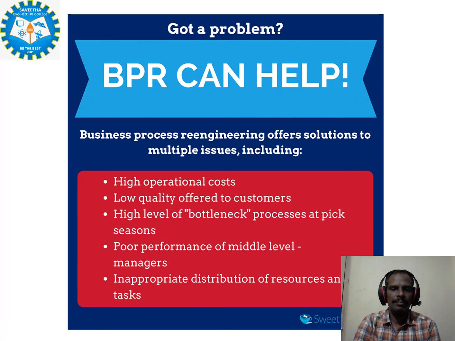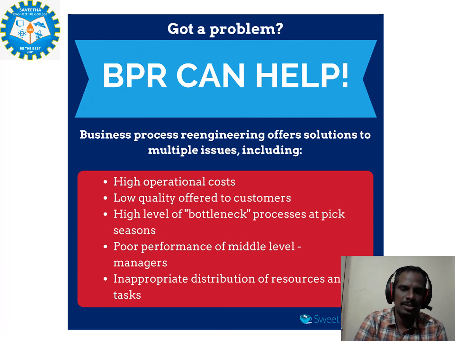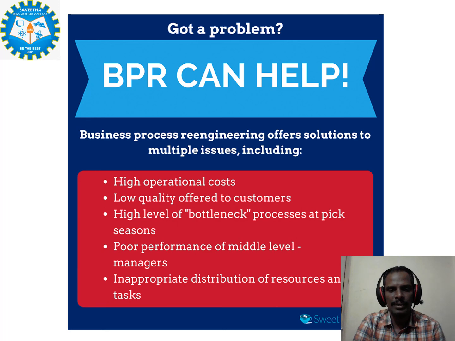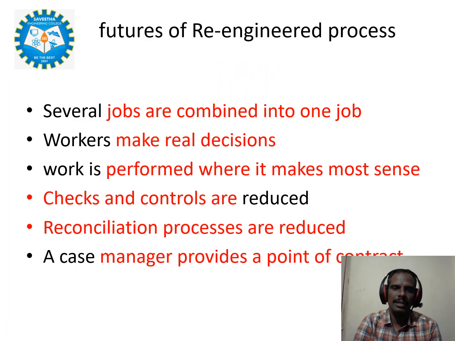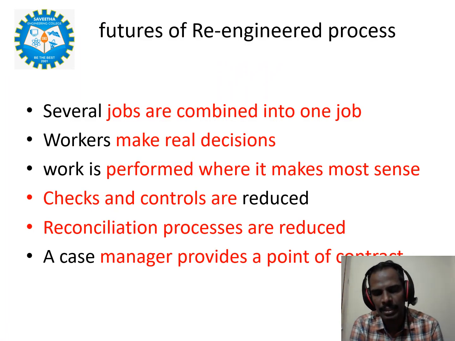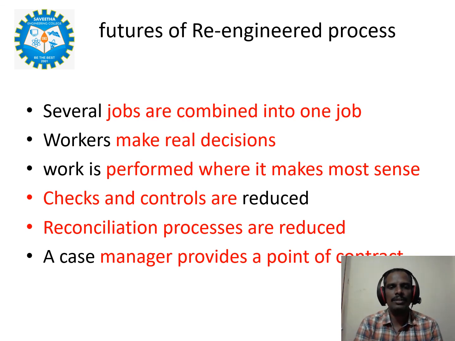And the major problems arising in BPR are high operation cost and low quality offered to customers. So there will be some problems when the process is running. The poor performance of middle-level managers and inappropriate distribution of resources are problems that arise in the work nature. So they should be resolved in the equipment section itself.